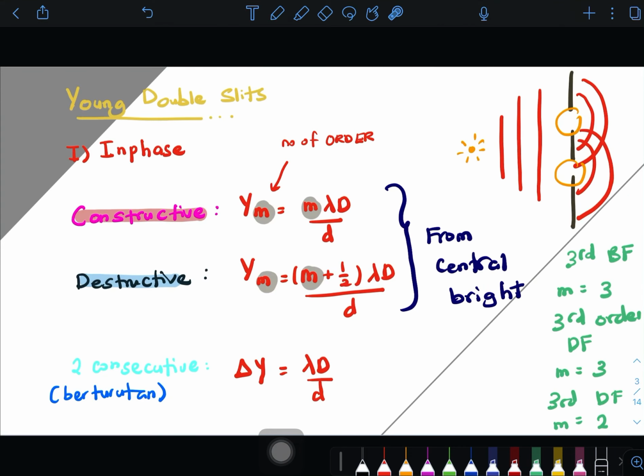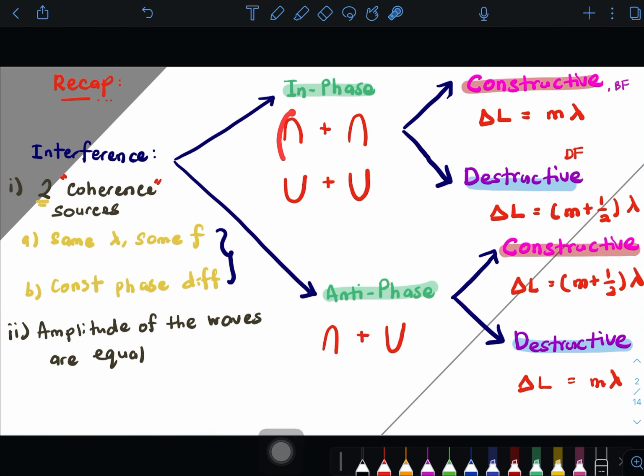And in 8.3, we have learned about yang double slit. Okay, so untuk yang double slit, dia always in phase. Why it is always in phase? Sebab it is always from the same source. So kalau same source, obviously dia akan mempunyai in phase yang sama. Maksudnya source yang pertama positif A, source yang kedua juga akan jadi positif A.